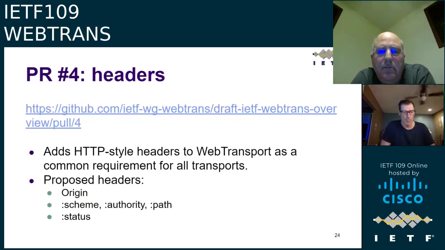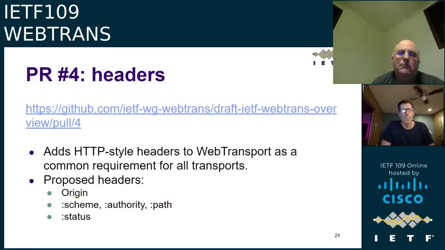status, and the proposal is that since all of the proposed transports have those headers, we should define those headers as a shared property of any transport that's WebTransport. Just like having streams and having datagrams and having origin check is a shared property. And I wrote up a pull request, and everyone is welcome to review and comment on it. And so that's basically all of the updates from the overview draft. Anyone has any questions or comments?